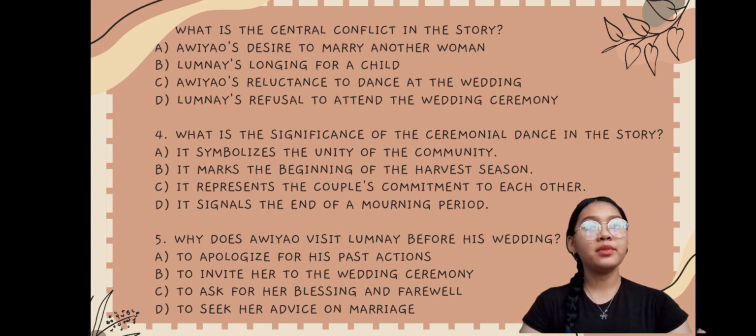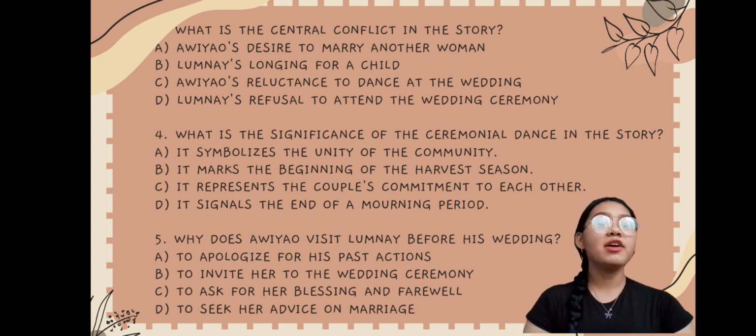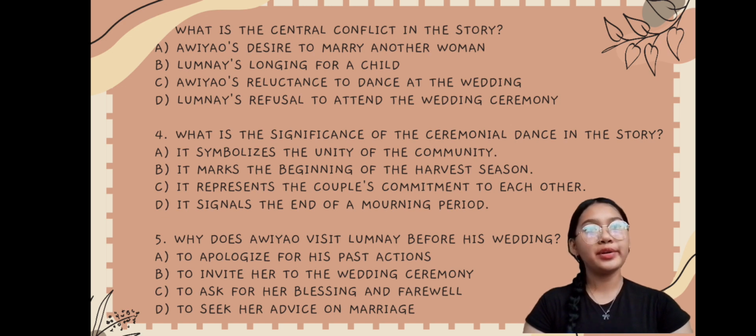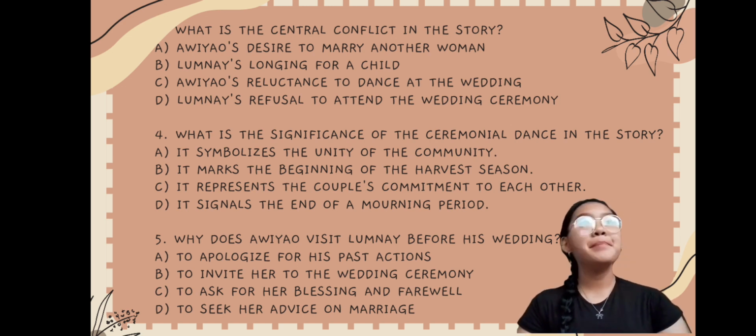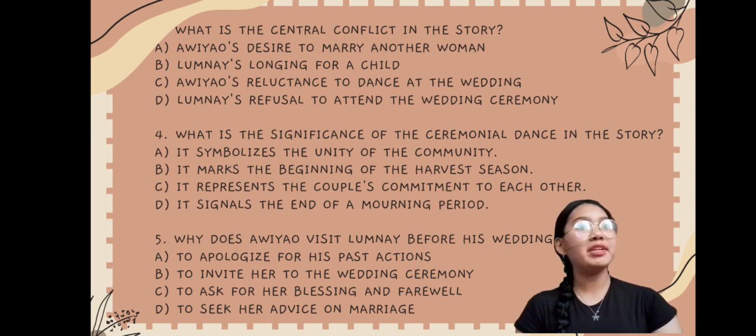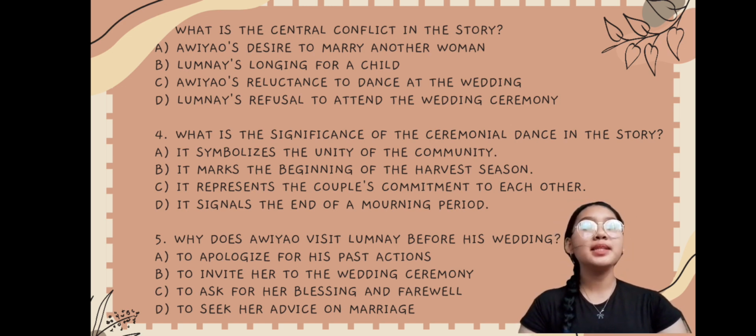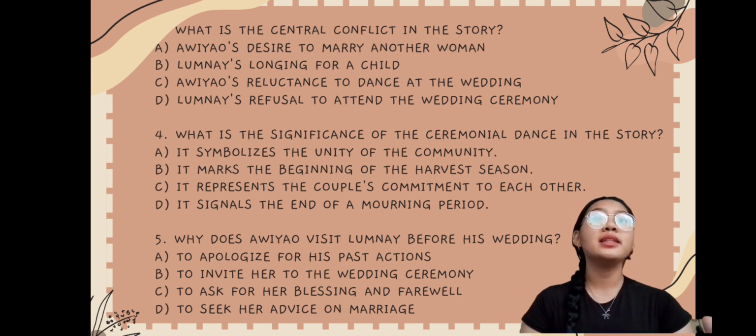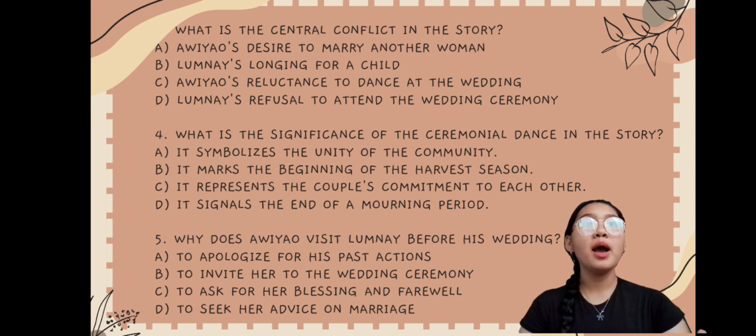Fourth question. What is the significance of the ceremonial dance in the story? A. It symbolizes the unity of the community. B. It marks the beginning of the harvest season. C. It represents the couple's commitment to each other. Or D. It signals the end of a mourning period.